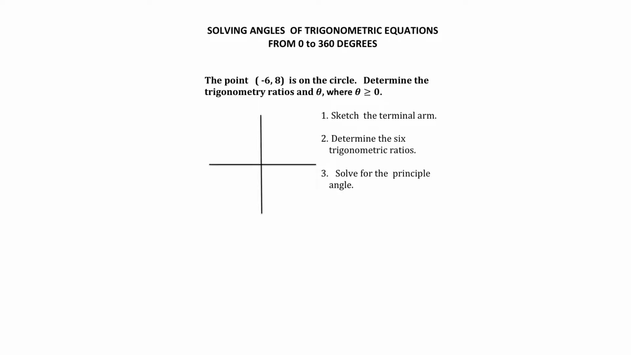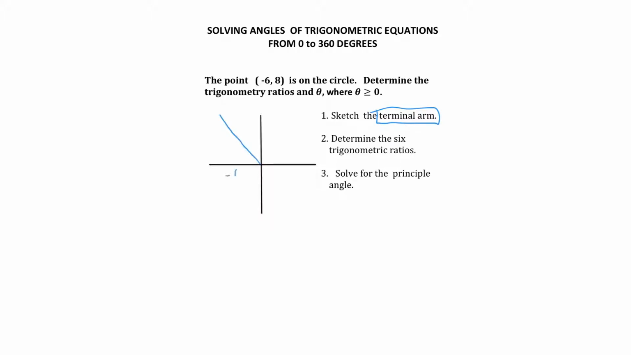So in today's lesson, we're going to solve for the principal angle. But before we do that, let's recap a previous example we did in a previous video. So we have a point (-6, 8), which forms the terminal arm. So let's sketch the terminal arm, which is over here somewhere in quadrant 2.